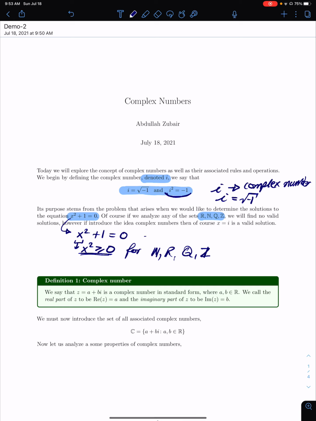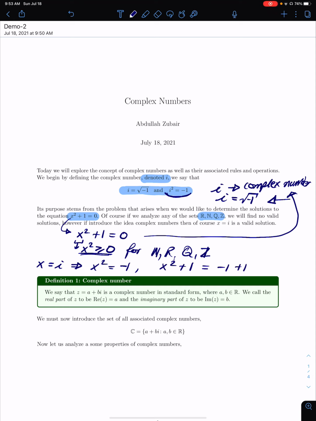You have to introduce this idea of the complex number and the complex number i. Because now if we define i squared to be -1, if we let x equal i, then x squared is -1. So then x squared plus 1 is indeed -1 plus 1, which is 0. So we solved the problem. So this is why we like to introduce the idea of complex numbers.